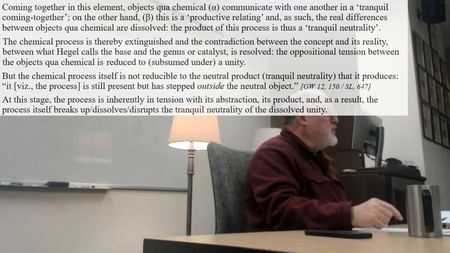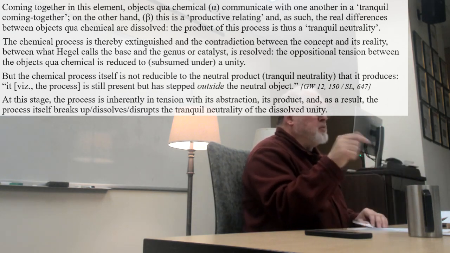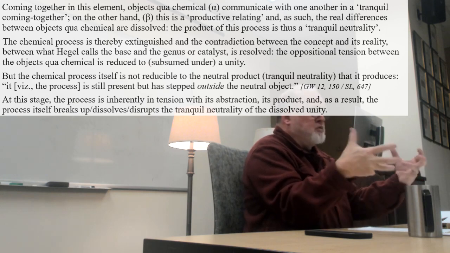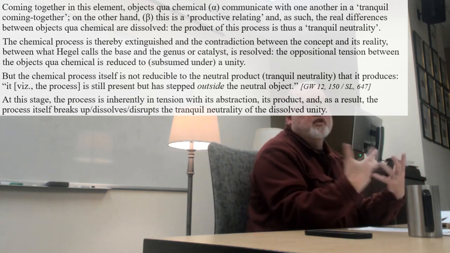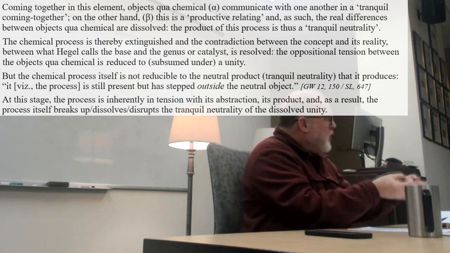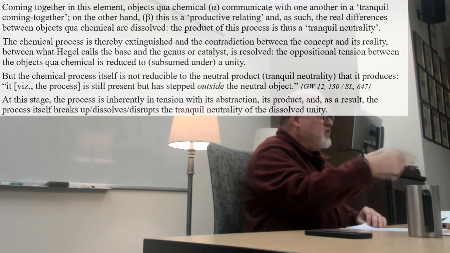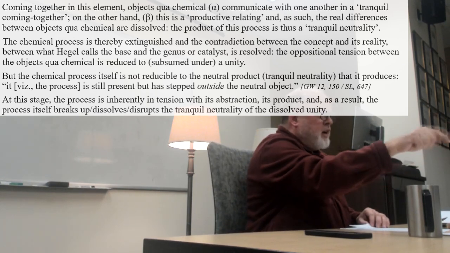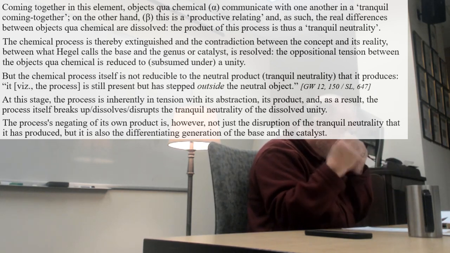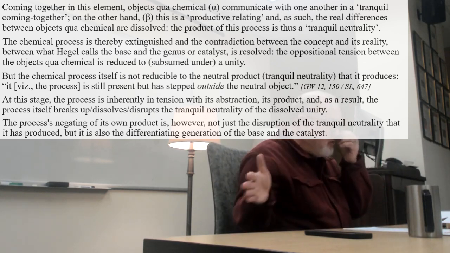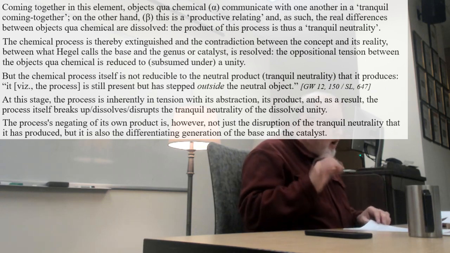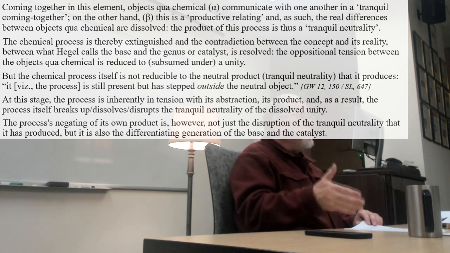So the breaking up of the dissolved unity, the dissolved neutrality, is not something that happens because the objects do it. The objects are done. The objects are all at peace, equilibrium, the chemical level. They're all done. If you want to put it in chemical terms, they've all gone into solution. So what dissolves them back out? What rips them back out of this dissolved moment? The process does. Because the process disrupts that unity, because that product is not what the process truly is. So the process's negating of its own product is, however, not just the disruption of the tranquil neutrality, that is, of its product, that it has produced, but it is also the differentiating generation of the base and the catalyst.